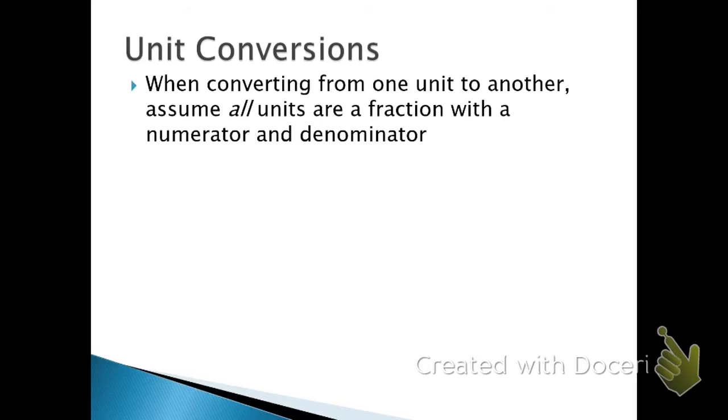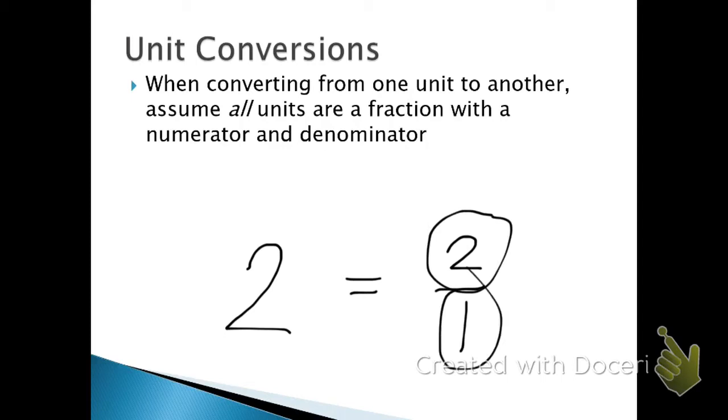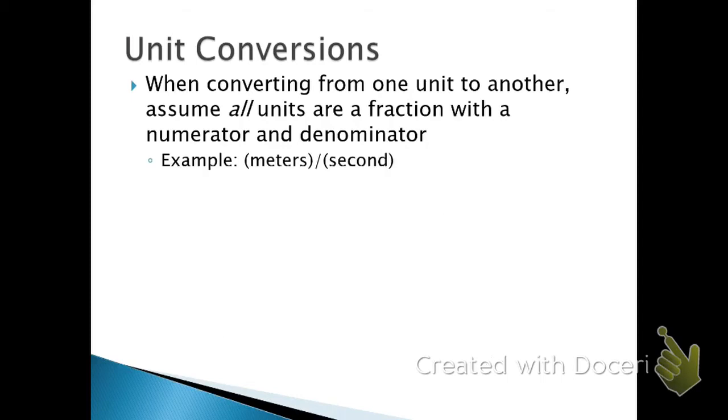Speaking of more complicated unit conversions, you can assume that all units are a fraction with a numerator and a denominator, just like all numbers are. Take the number 2, for example. The number 2 is actually a fraction. That means 2 divided by 1. It has a numerator and it has a denominator. You can do the same thing with units. So meters per second, that's a speed or a velocity. It's got a numerator, meters, denominator, second. Cool.